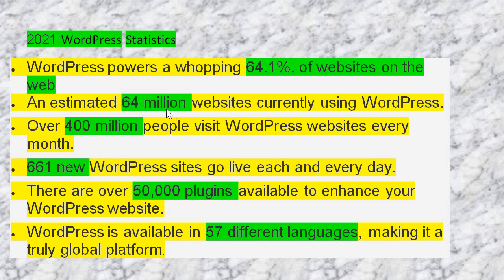An estimated 64 million websites are currently using WordPress in the world. 661 new websites go live every day. A new website comes up every day, you're sure of that. There are over 50,000 plugins. These are tools that you need to make your site fine. When we go over it, you'll understand more about the plugins I told you about earlier. WordPress is available in 57 different languages, English, Spanish, French, German, and so on. They are all using WordPress in their own language.